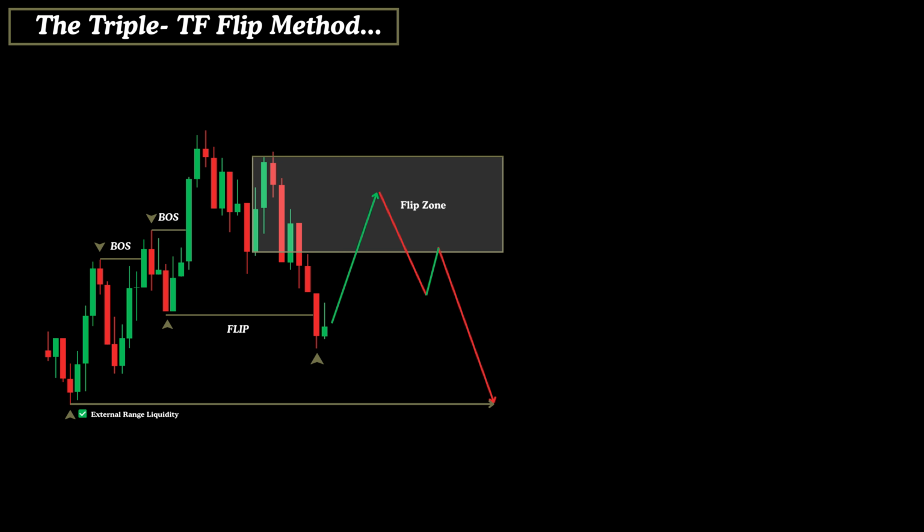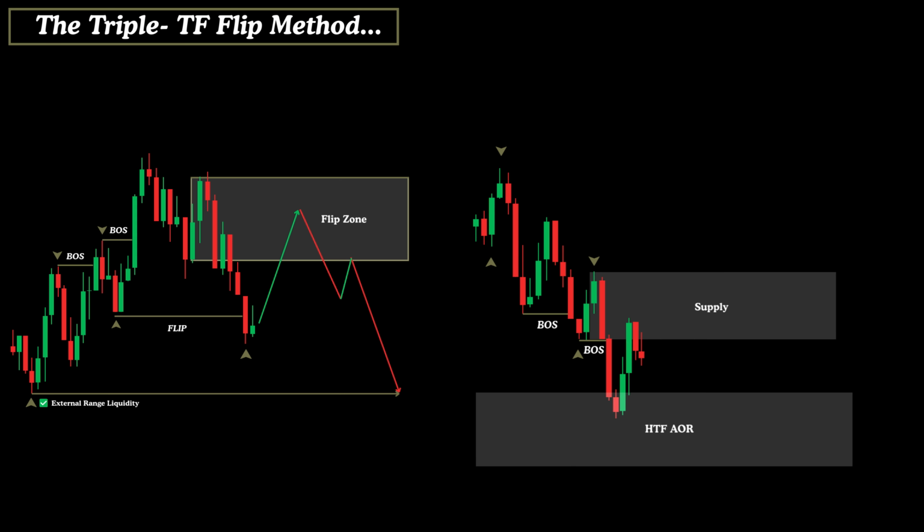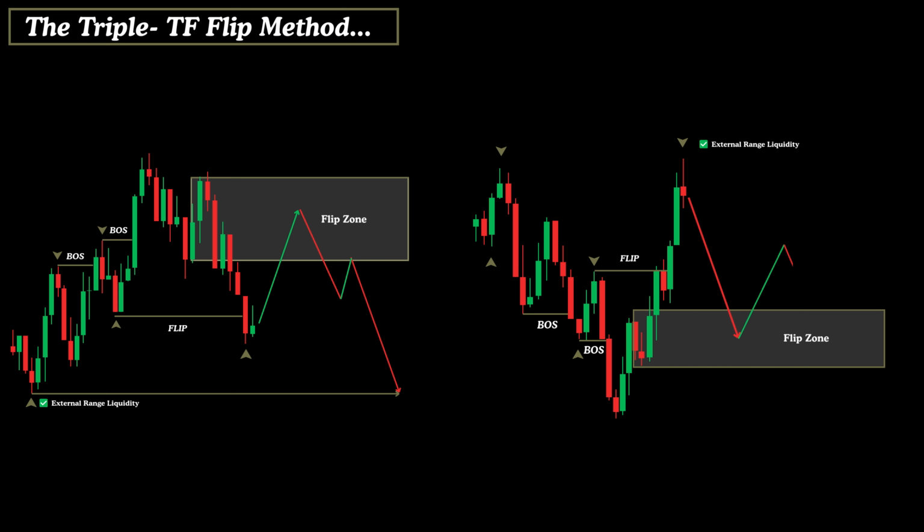Likewise, in a bearish scenario, this setup forms when price flips the latest supply zone immediately after being rejected from a higher time frame area of interest. Price then retraces into the flip zone, indicating a possible transition from bullish strength to bearish pressure.